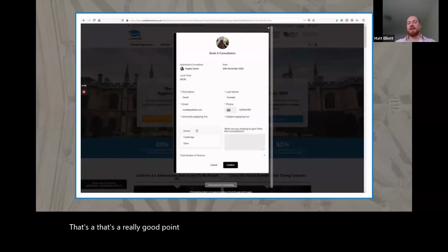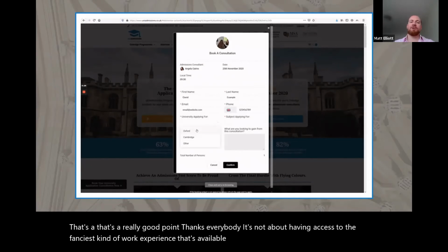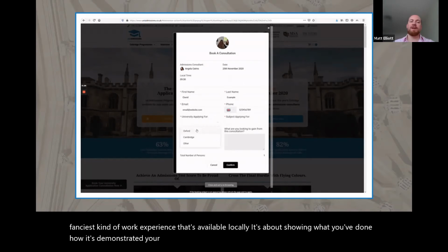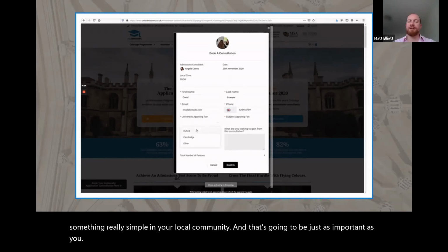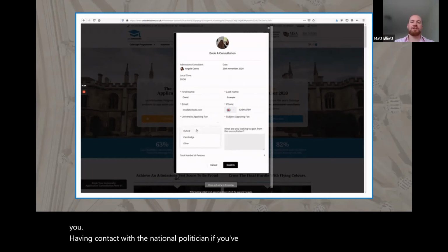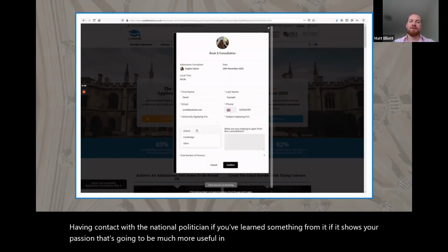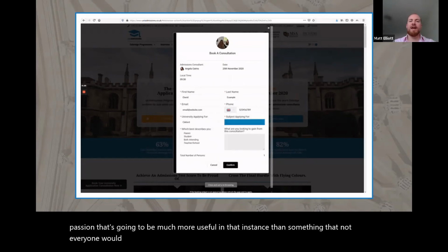That's a really good point. Thanks, Edward. It's not about having access to the fanciest kind of work experience that's available locally. It's about showing what you've done, how it's demonstrated your interest, and how you've really benefited from it. So it can be something really simple in your local community, and that's going to be just as important as having contact with a national politician. If you've learned something from it, if it shows your passion, that's going to be much more useful than something that not everyone would have access to.